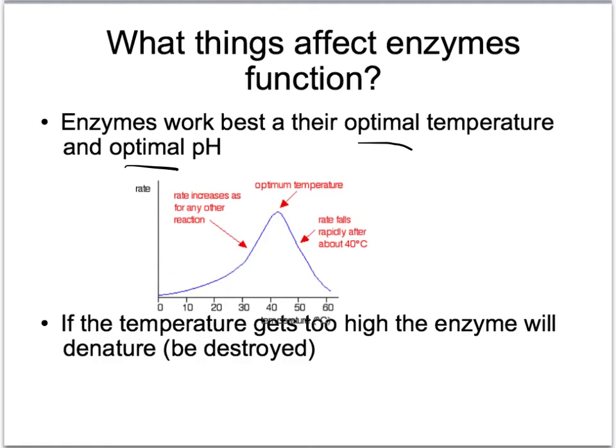If temperature gets too high, so if we look at the graph here, we can see that the rate of reaction increases in this graph until the optimal temperature is reached. Optimal temperature, highest point in the graph, is around maybe 41, 42 degrees. Once that temperature is reached, though, the enzyme will denature, which means start to break down because it's too hot, and then all of a sudden the enzyme doesn't work as well.